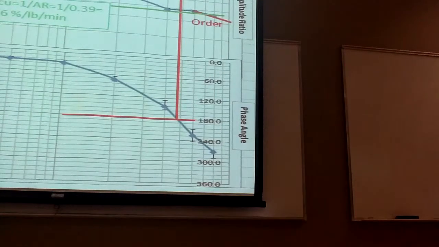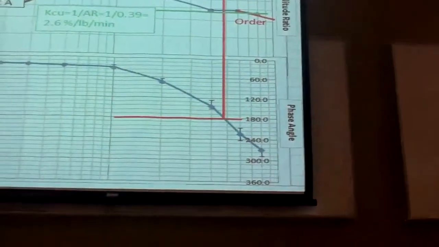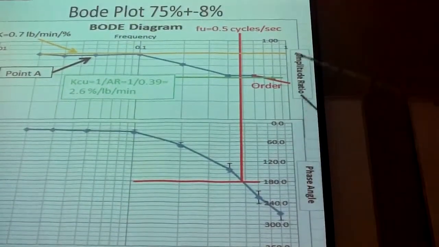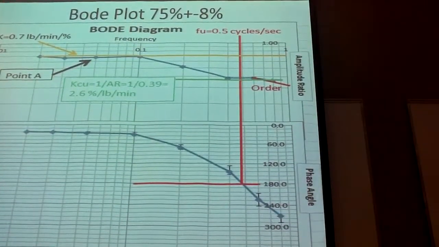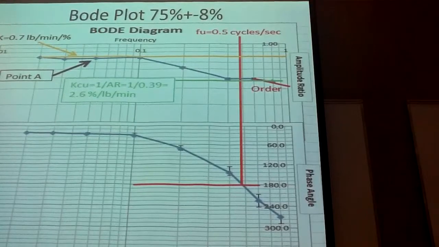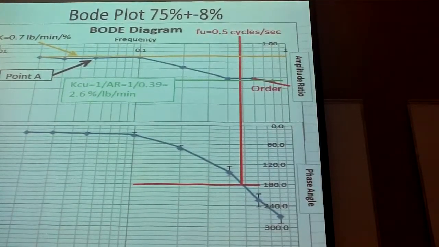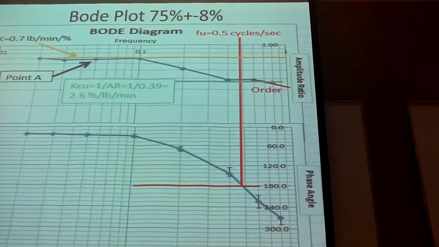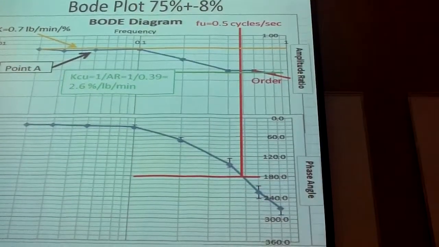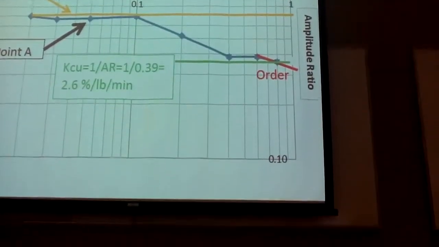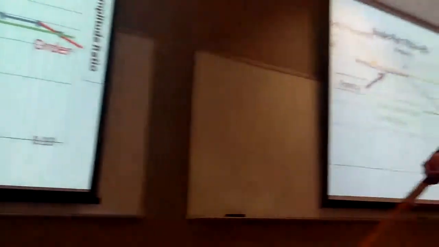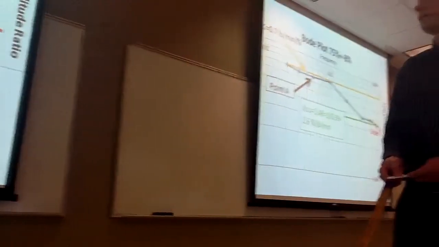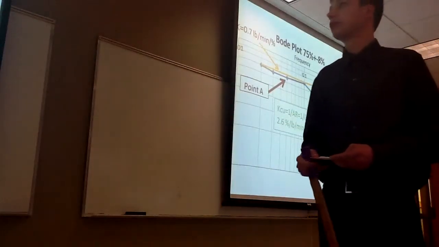Our Bode plot of our higher range data, the ultimate frequency was 0.5 cycles per second. Our gain was 0.7 pounds per minute per percent, and our KCU was 2.6% per pound per minute. This is a close-up view of the frequency to amplitude graph. It says the same thing that the previous graphs did.